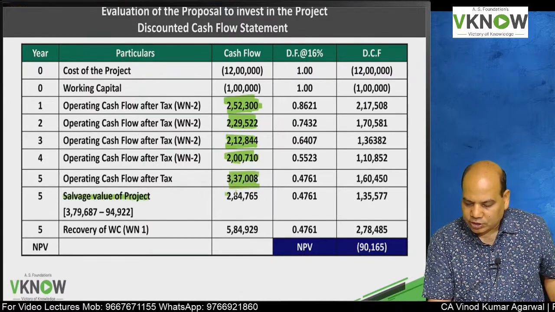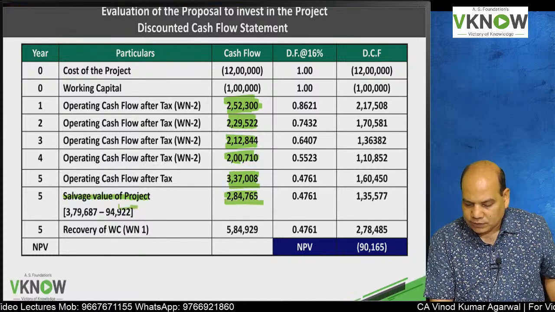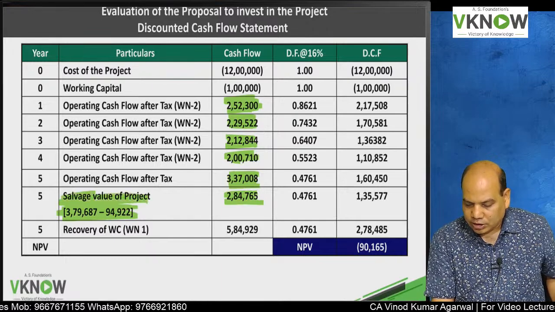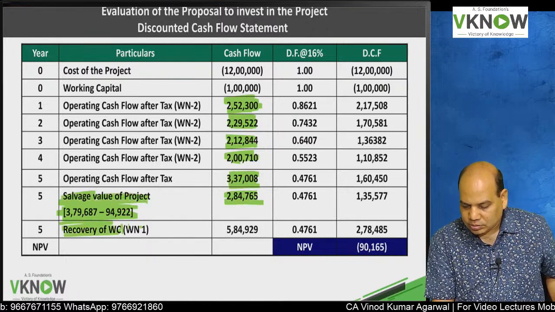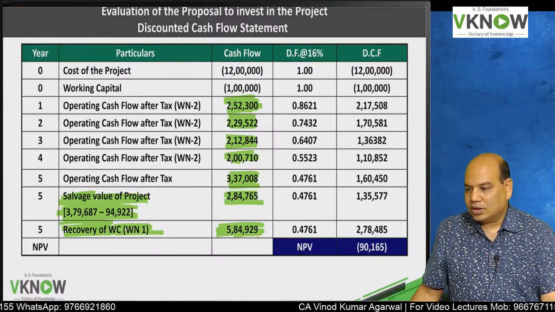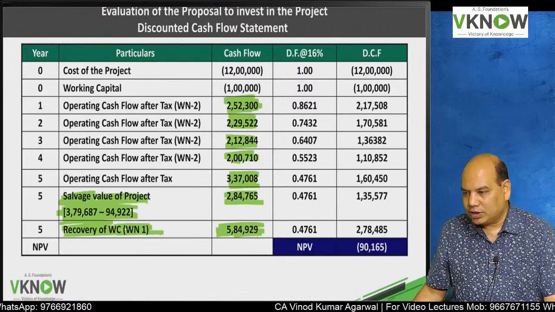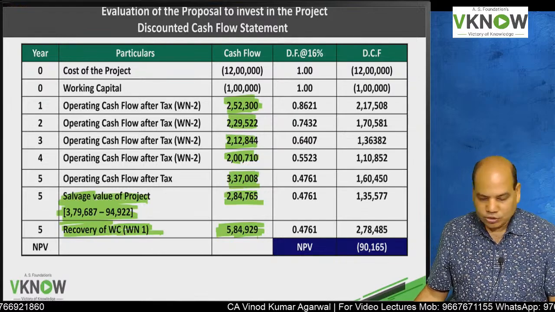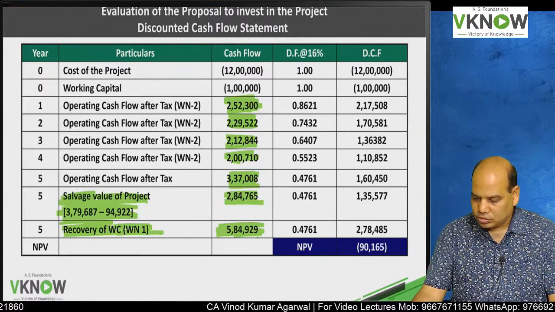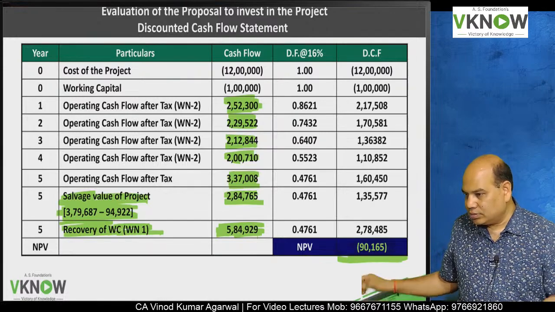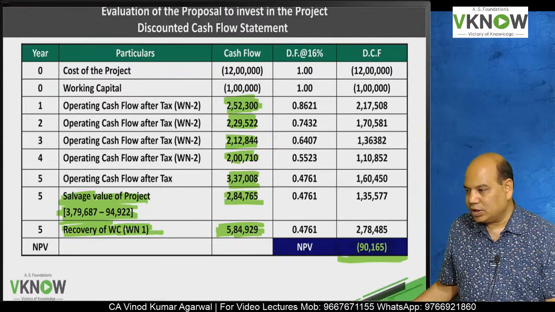Salvage value of the project 284,765. In bracket write the calculation. And recovery of working capital, working note 1, you have written 584,929. We have prepared working notes for everything. We have written calculation for everything. Now the student will have to solve and reach this NPV. Just check the answer. You can do it. If you have doubt, check from the screen.